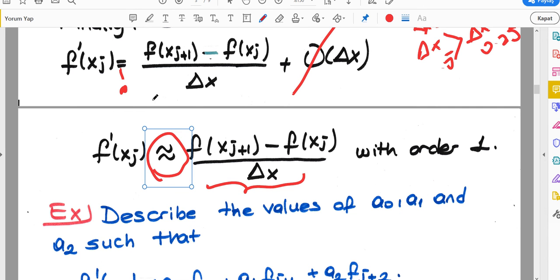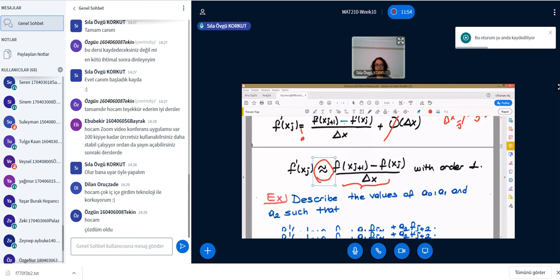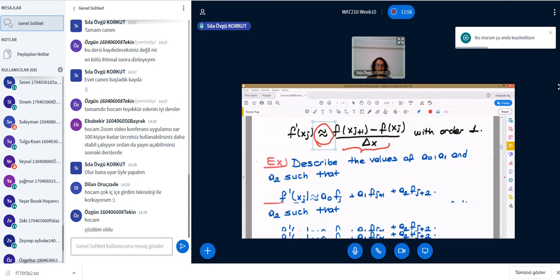So we left off with the order of approximation, which comes from the big O, the first letter of order. Okay, order of approximation.